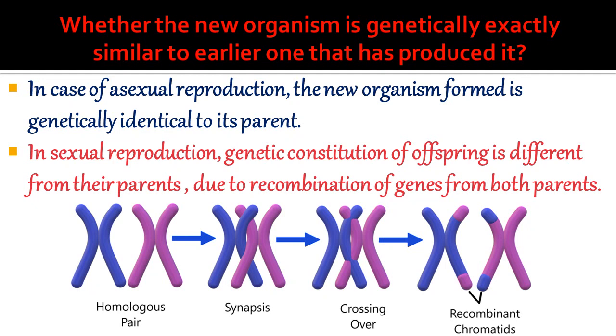Okay students, in sexual reproduction, the recombination or crossing over of the homologous chromosomes takes place, and during the crossing over, the genetic material gets exchanged and recombinant chromatids form. That is why in sexual reproduction, the new organism is not identical to its parents.